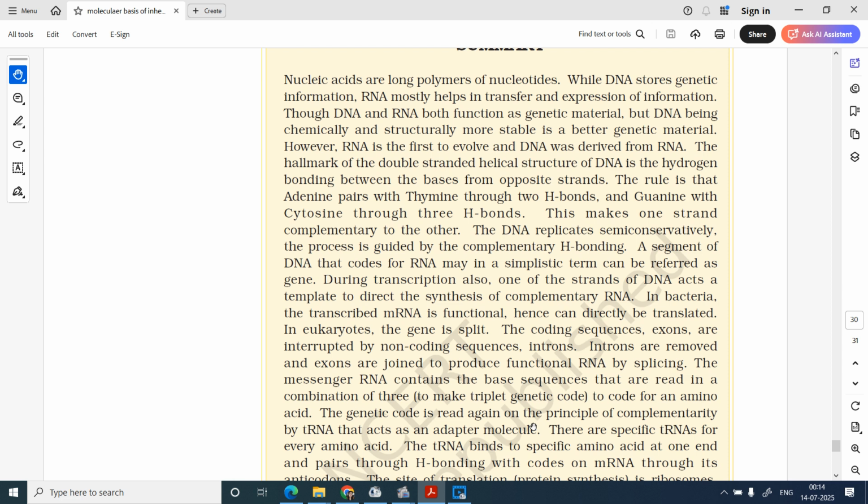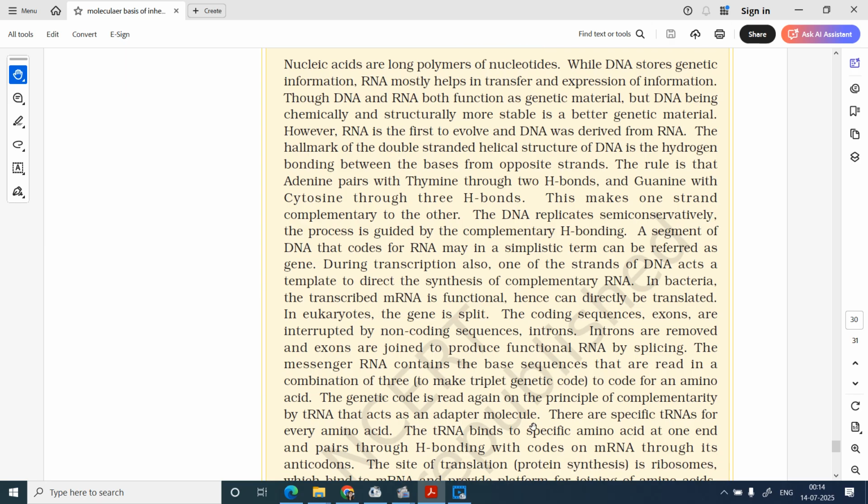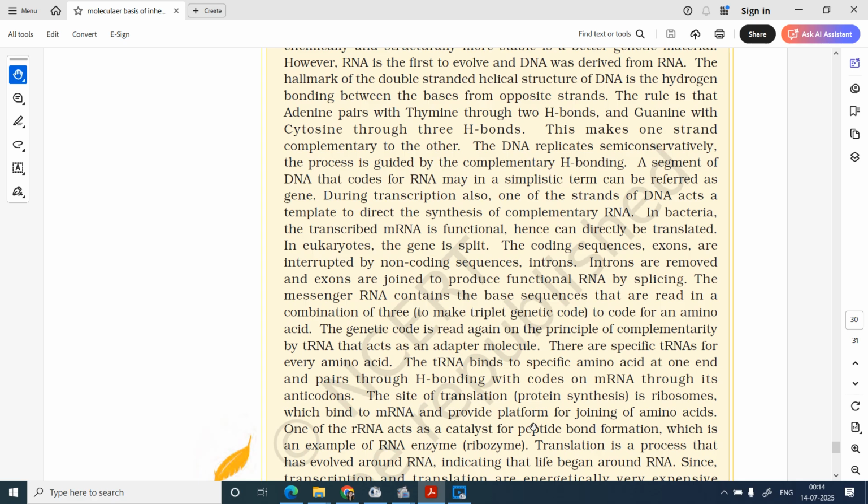The messenger RNA contains the base sequences that are read in a combination of three to make the triplet genetic code to code for an amino acid. The genetic code is read again on the principle of complementarity by tRNA that acts as an adapter molecule. There are specific tRNAs for every amino acid.